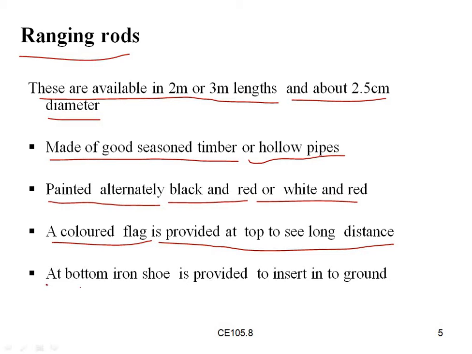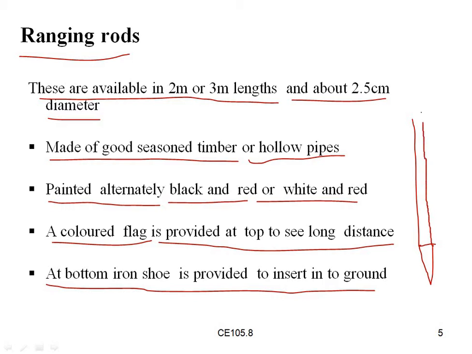And a bottom iron shoe is provided to insert into the ground. So the bottom portion will be like this, just like an arrow-type portion. So totally it will be in this condition. On top, a flag type will be there. This is a flag. Okay, this is the ranging rod we are using in the chain survey.